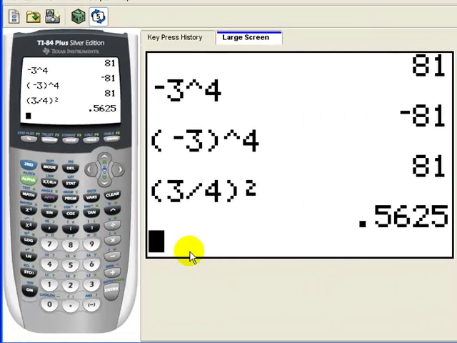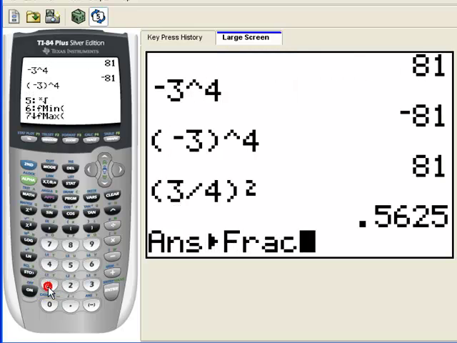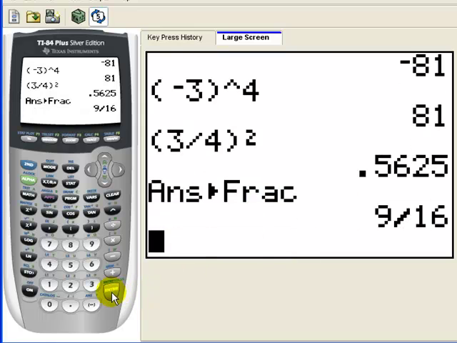To convert that decimal to a fraction, we're going to go into the math menu. That's toward the top on the left hand side, and you'll see the first option, number 1, has this arrow, and that means convert to a fraction. So we're going to choose option number 1. You can press 1 or enter at this point, and that'll tell us to take the answer, which is the immediately preceding answer of 0.5625, and it's telling the calculator to convert that to a fraction. If we press enter, we see that we do get 9/16.